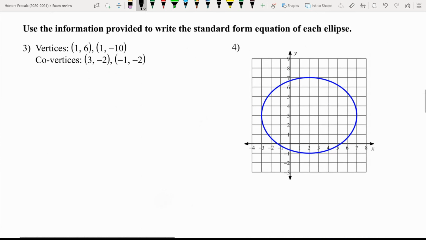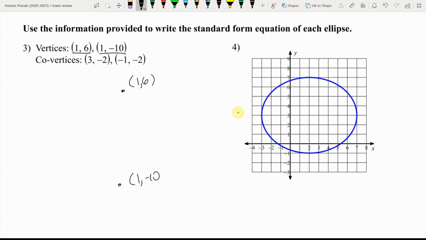The rest of these, you kind of had to start with some information and build it out to come up with the standard form of the equation. So some of these that help to sketch it out, like say this one right here, we can actually draw in the vertices and co-vertices. If we did that, if you think about this one here, the vertices are at 1, 6, and 1, -10. So 1, 6, let's say it's up here like this, and then 1, -10, somewhere below it, 1, -10.